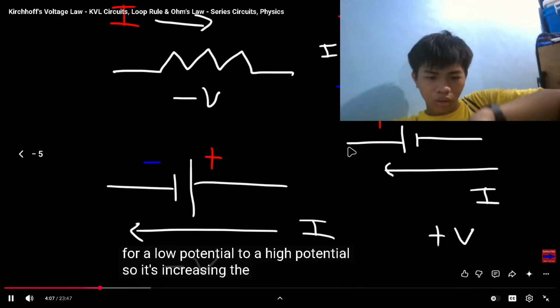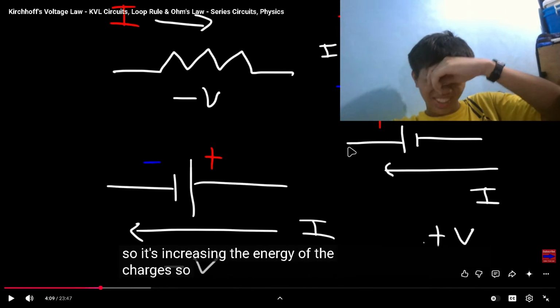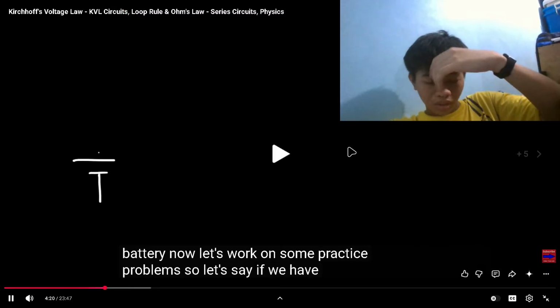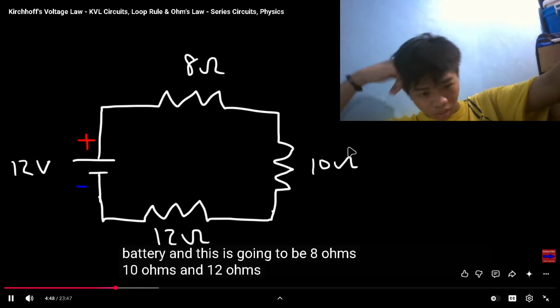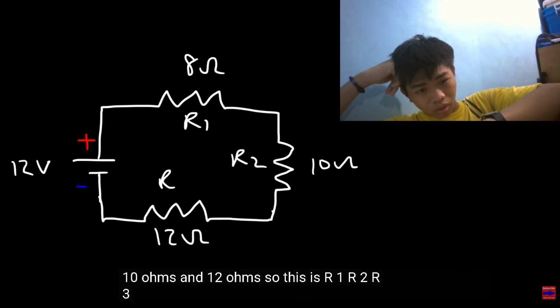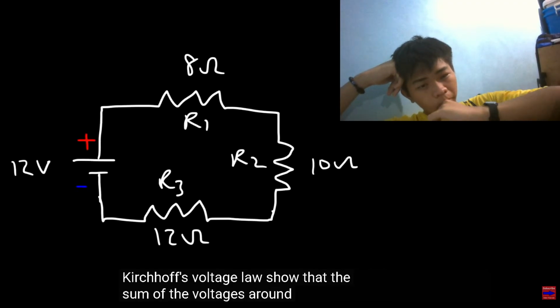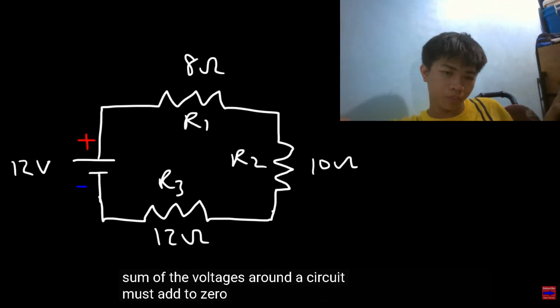Now let's work on some practice problems. So let's say if we have a battery, the negative terminal, and let's say 10 ohms and 12 ohms. So this is R1, R2, R3. So write an expression that highlights Kirchhoff's voltage law. Show that the sum of the voltages around the circuit must add to 0.